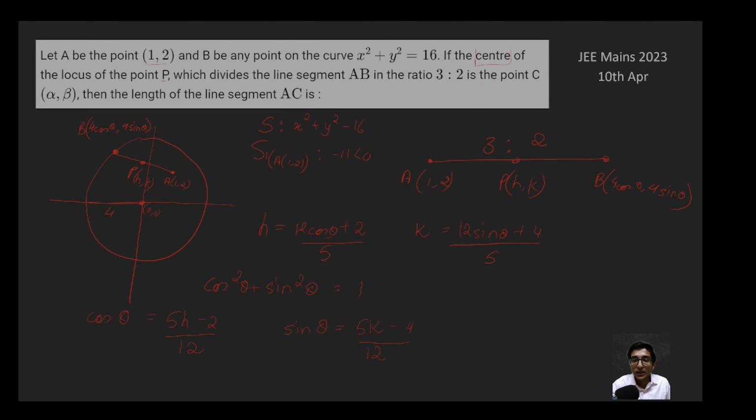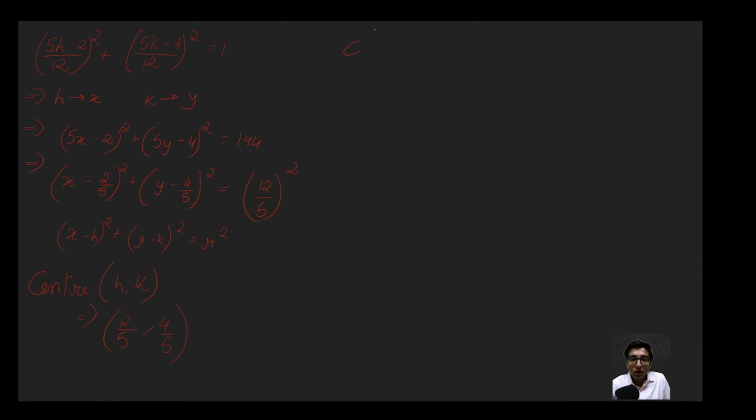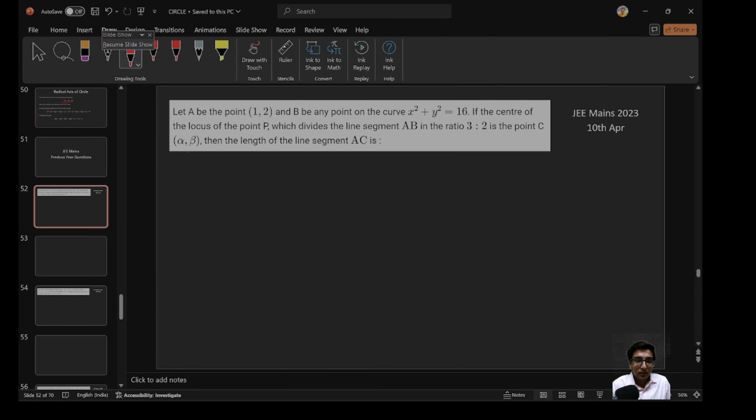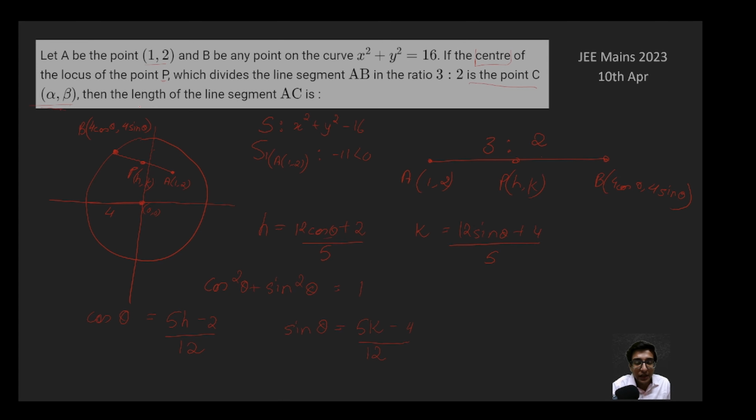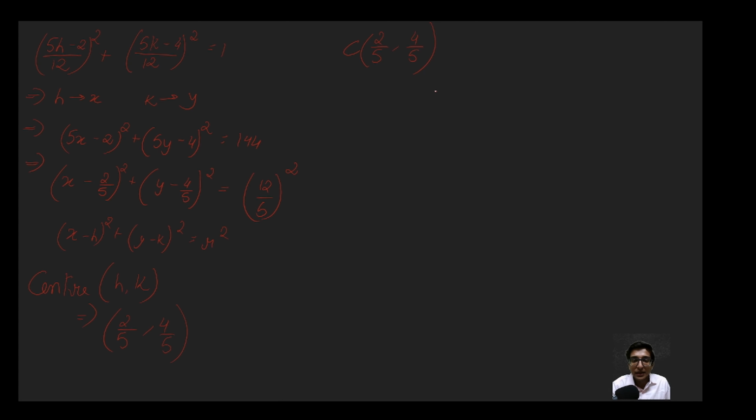And in the question they had told us that the center is the point C, (alpha, beta). So that means we've gotten C, which is nothing but (2 by 5, 4 by 5). Now we have what has been asked in the question. We have to find the length of line segment AC. So for AC, of course, we have to use our distance formula. A point is (1, 2), so (1 minus 2 by 5) whole square plus (2 minus 4 by 5) whole square, and this would be our answer.